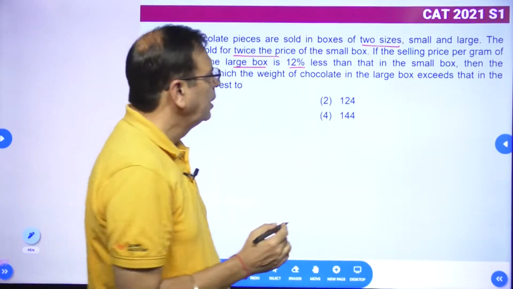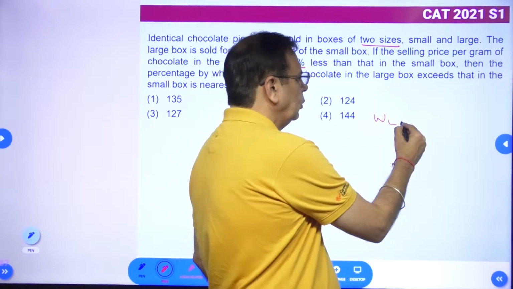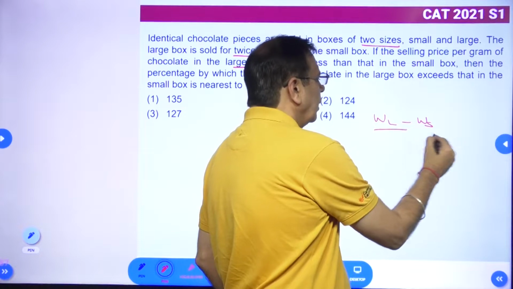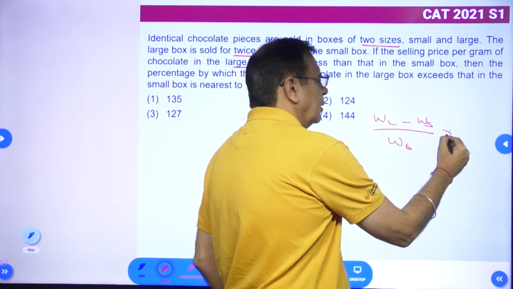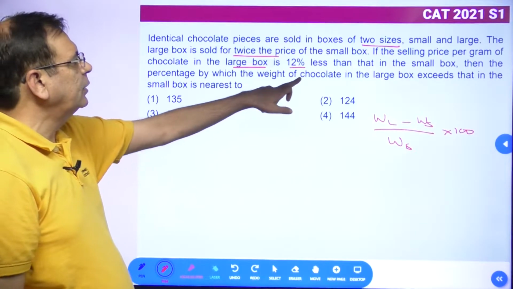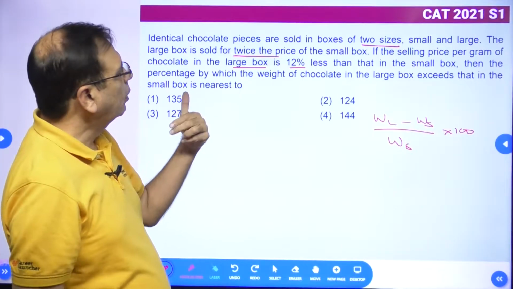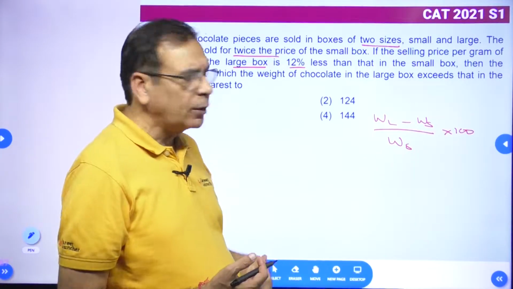What do we need to find? We need to find the weight of chocolates in the large box, the weight of chocolates in the small box, and the percentage change. This is what we need to find: the percentage by which the weight of chocolates in the large box exceeds that in the small box. After all, if you are talking about percentage change, it will be with respect to the small box.